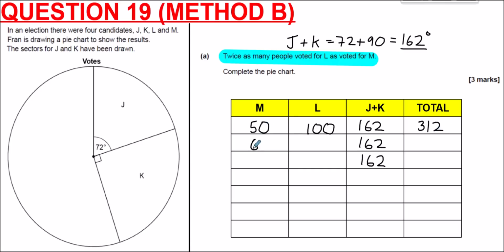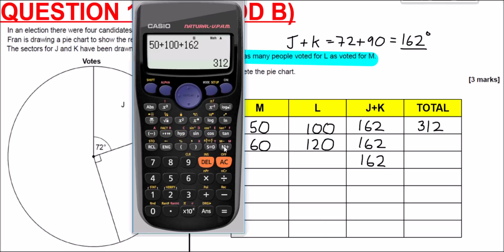So maybe try 60. L is always going to be double what M is, because twice as many people voted for L. If twice as many people vote for L, that's why L will be twice the size. 60 times 2 is 120. Let's see if this now comes to 360. I'm not advising this method to begin with, I'm just advising this method in case you're really not sure what to do. And it comes to the end of a paper and you need to go back and attempt this question. I'm just trying to give you some strategies and ideas for how you can at least have a go at a question, rather than leaving it blank.